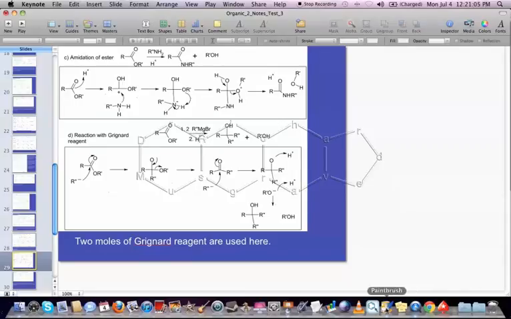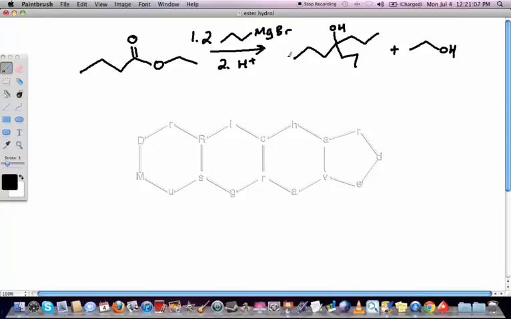Now, in part, it follows the usual mechanism, at least for a little while, and then there's a little bit of a twist at the end, because we end up attacking the formed ketone with another equivalent of Grignard reagent. So let's take a look at the mechanism.